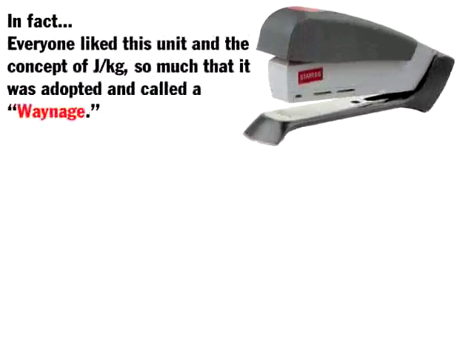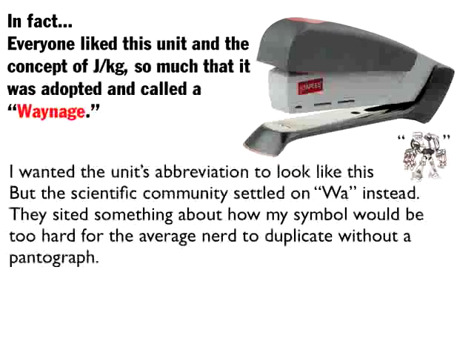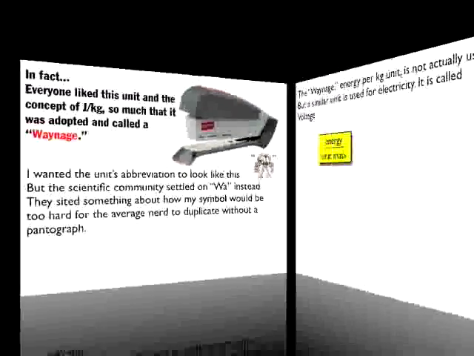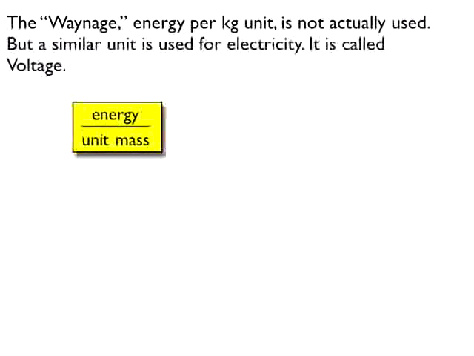Well, let's say I did this and the scientific community liked it so much, they actually named a special unit called the waynage after it. And the waynage is our way of looking at the energy per kilogram for an object that's raised 1 meter above the floor. So that's great. Well, in reality, there isn't a unit out there that is normalized like this, energy per unit mass, at least for this kind of energy.